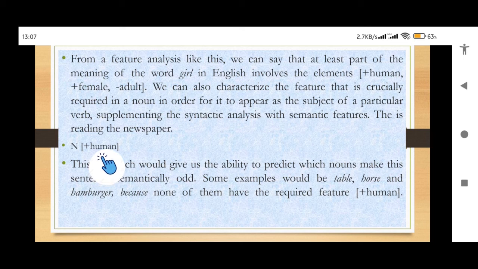The noun should not be a non-animate object or a non-human animal, or other objects like the table, the wall, the watch, the chair. So none of these nouns have the capability to read.